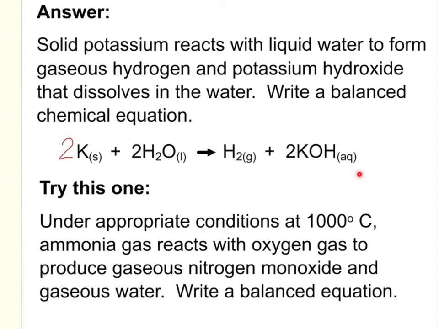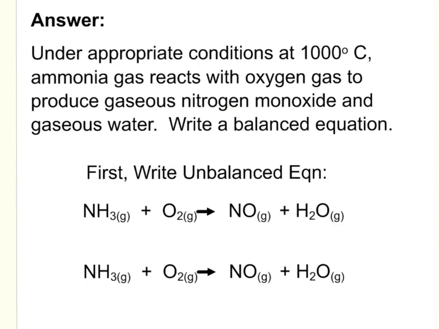Under appropriate conditions at 1,000 degrees Celsius, ammonia gas reacts with oxygen gas to produce gaseous nitrogen monoxide and gaseous water. Write a balanced equation for that. So go ahead and pause the video and see if you can do that. All right, here is the answer.